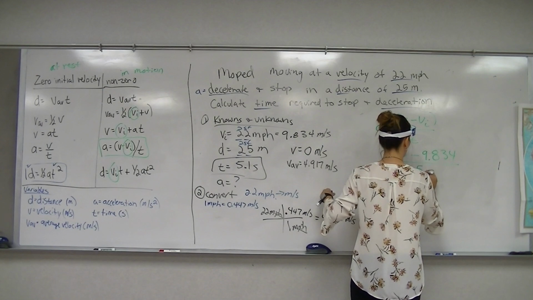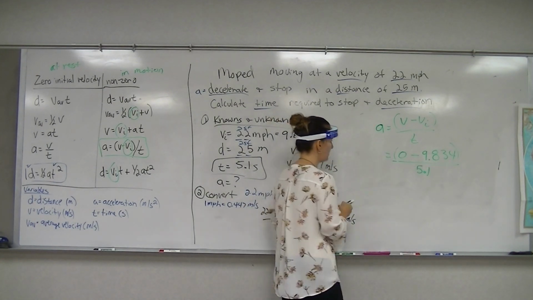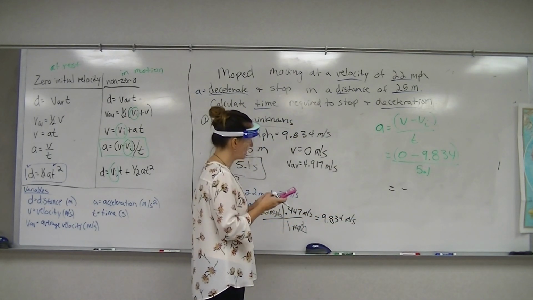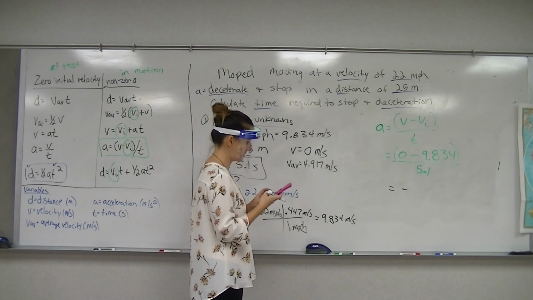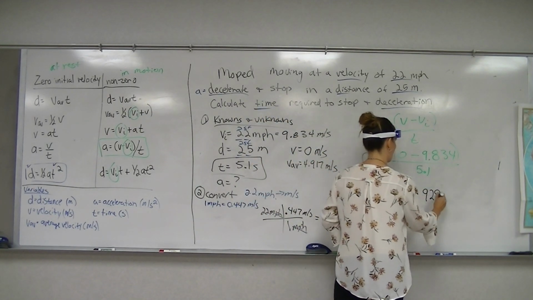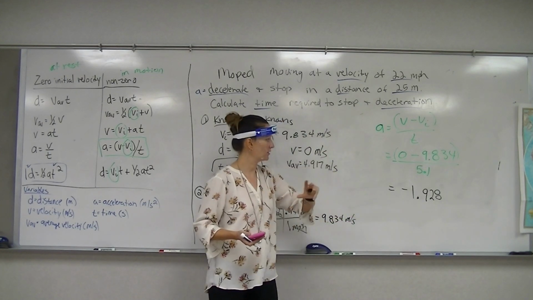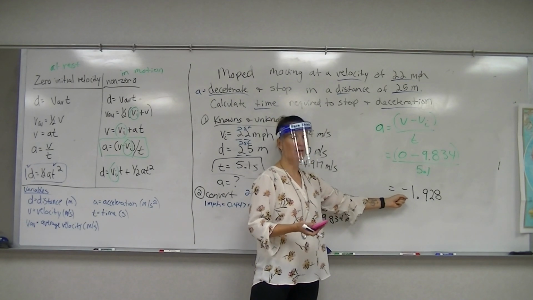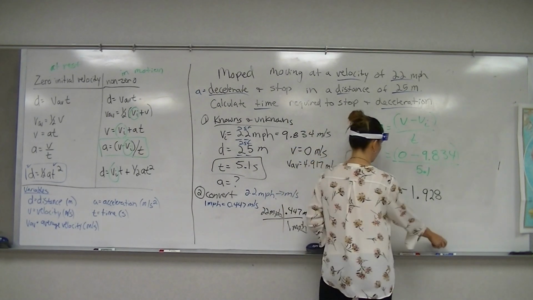Time 5.1. Notice, we're going to get a negative number. This is the first time we've seen a negative acceleration. So why do you think we're going to have a negative acceleration? What's different about this problem than the last acceleration problems that we did? We're decelerating. We're slowing down. Every time you slow down, you should be getting a negative acceleration. Every time you're speeding up, you'll see a positive acceleration. So that's a clue there to if you're doing it correctly.